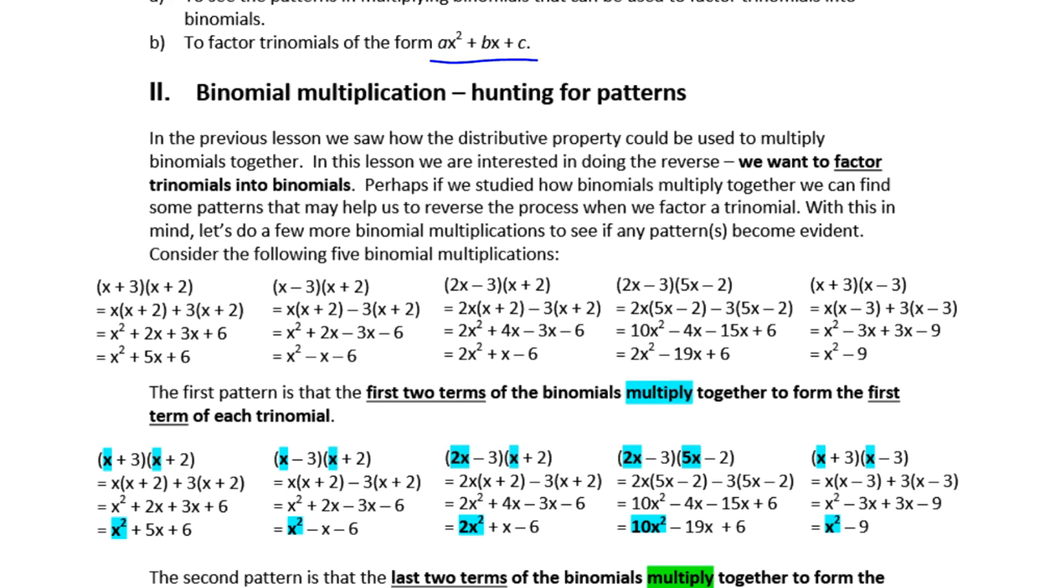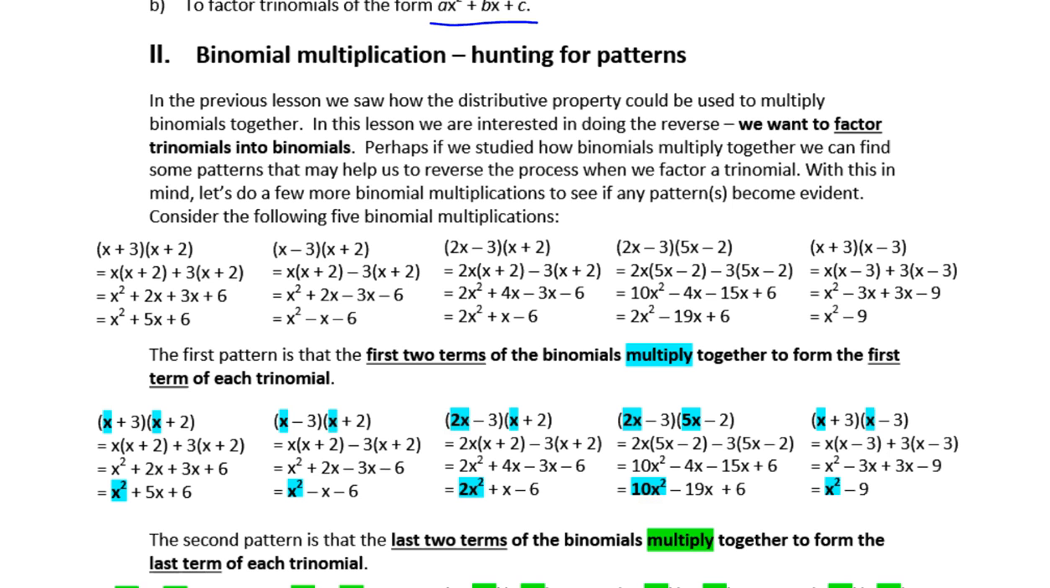So, first off, if we were looking at these, we want to start to look for some patterns that arise if we expand these guys. So if we started off with x plus 3 times x plus 2, and we expand it down to that, right? So we expand it all.